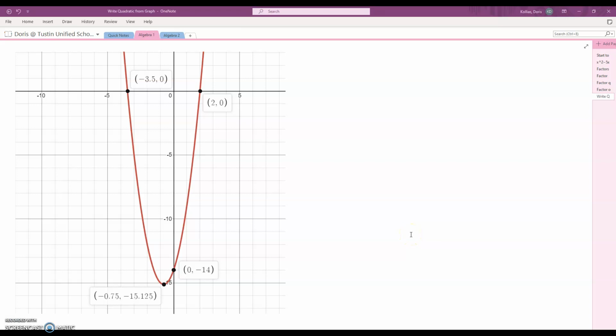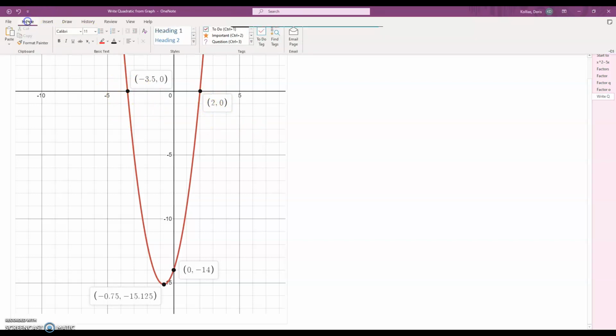Hi guys, I wanted to review with you how we can write the quadratic equation or the quadratic expression that represents the graph when you are given the x-intercepts. That would be the 2 points, in this case the 2 points that pass through the x-axis, and also when you know the vertex and the y-intercept. So we're going to start with the x-intercepts. Those are the solutions for x.